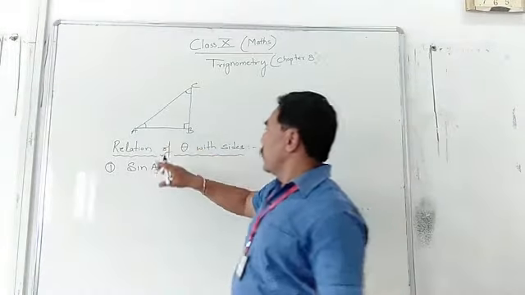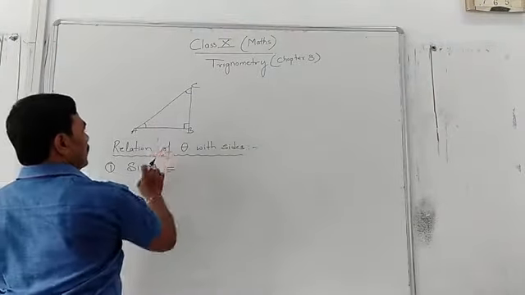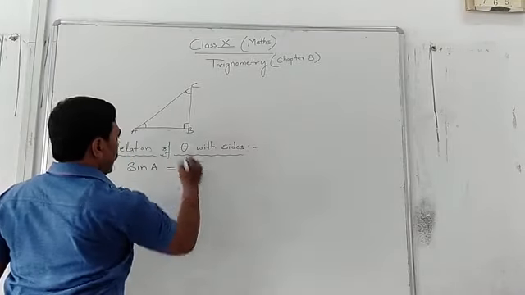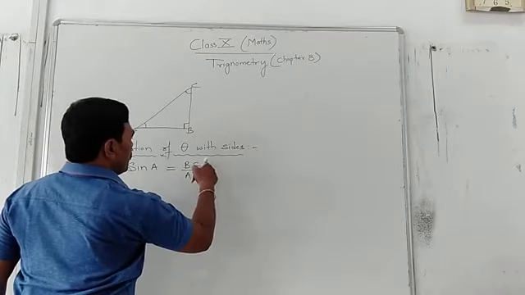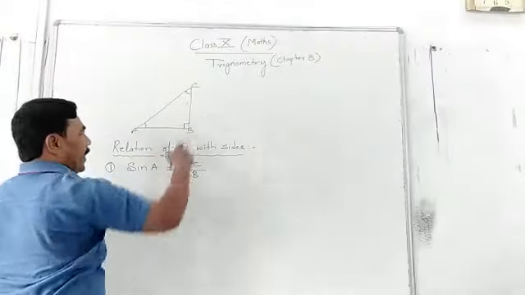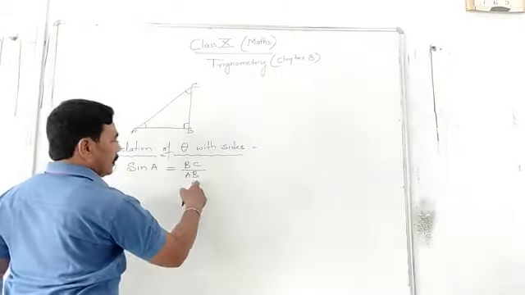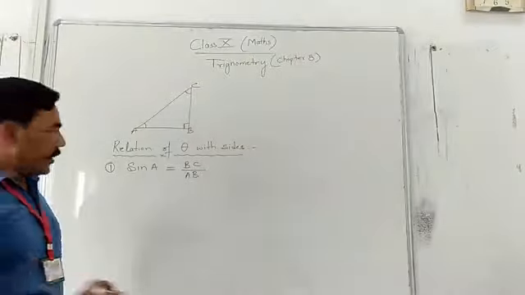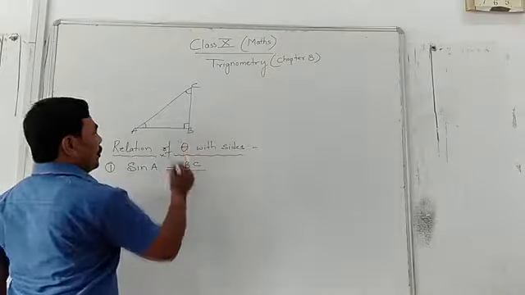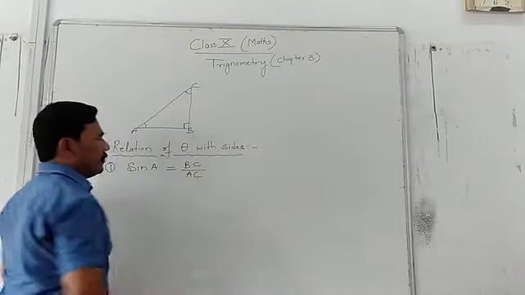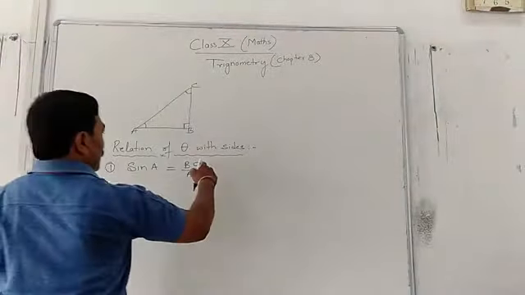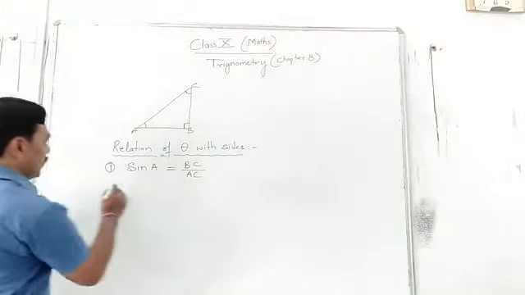So what is sine A? It is perpendicular upon hypotenuse. BC is the perpendicular, opposite to angle A, and AB is the base. What is the hypotenuse here? AC is the hypotenuse. So sine A is BC upon AC.